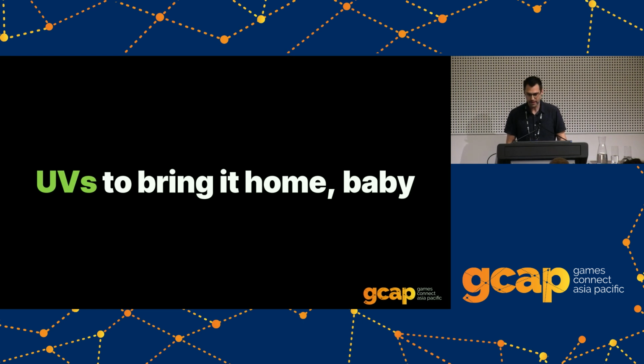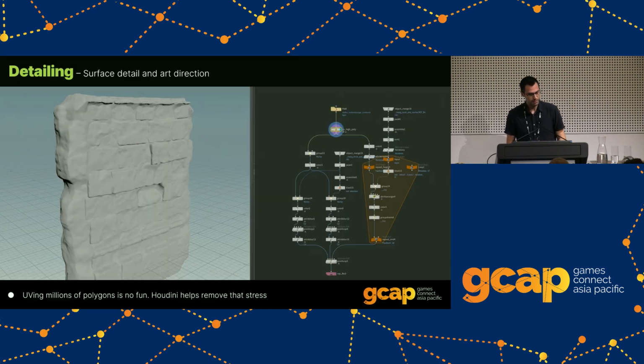So UVs, to bring it home, right? High polygon meshes, UVs, oh my God. This one was also a big one, but we figured it out. It's all good. UVing millions of polygons is no fun, but Houdini helps remove that, right? At this point it's a tool where you just run it through it, okay?